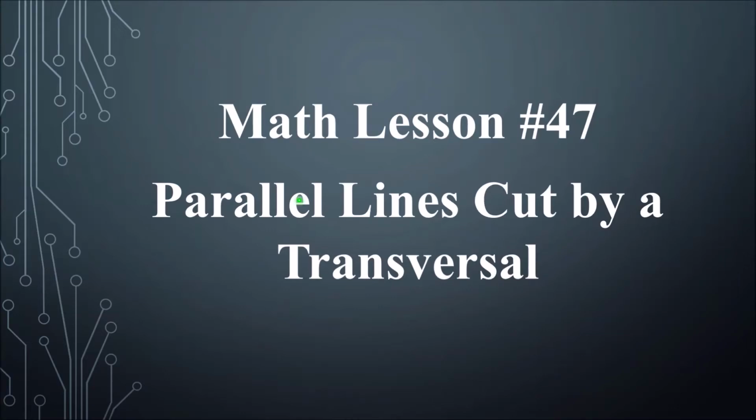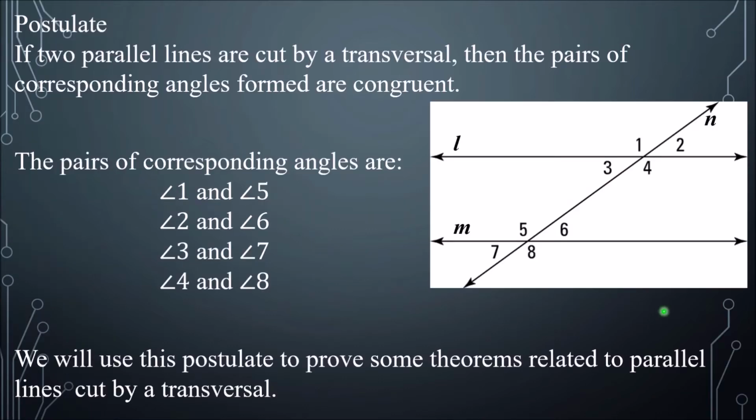Math lesson number 47, parallel lines cut by a transversal. So let's have this one. The parallel lines are lines that will never intersect. So in this figure, the parallel lines here are line L and line M, because when you extend line L and you extend line M, they will never intersect. So line L and line M are the parallel lines.